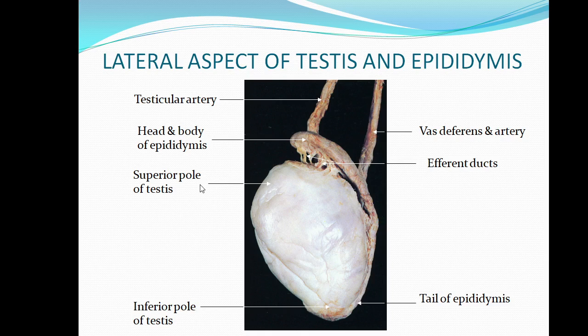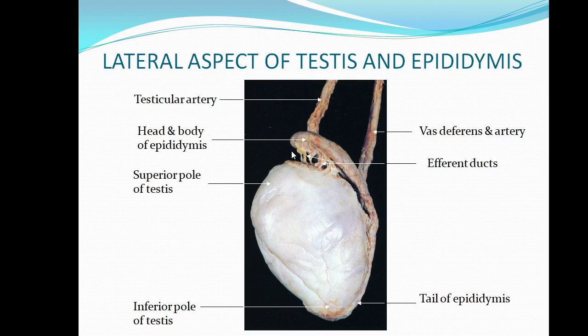Here in this dissection you can see the testis from the lateral aspect, and here attached on the posterior border you find the epididymis. This enlarged part at the upper end is the head, this is the middle part, that is the body, and this is the lower part, that is the tail of the epididymis. And this tail is continuous with the ductus deferens and the vas deferens.